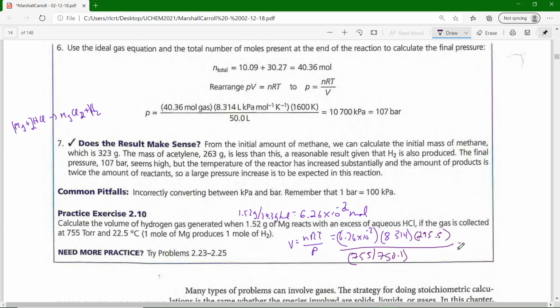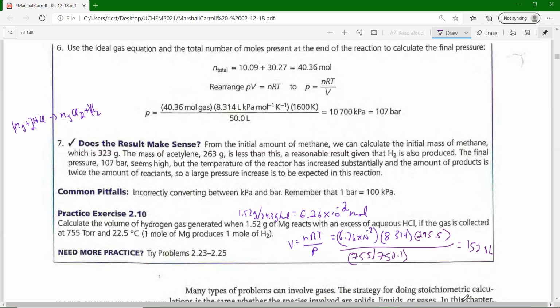152.8 liters. Now, let's see, why does it say 1.53? Practice exercise 2.10. Let's take a look at this one. 1.53 liters. Okay, did I make a mistake here?